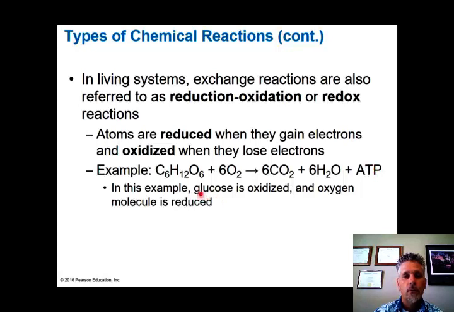And so what we find here is that this glucose itself is going to be oxidized. It's going to lose electrons, and the oxygen itself is going to be reduced, meaning that it's going to gain electrons. And as it gains electrons, it's going to be able to pick up the positively charged hydrogen and cause the hydrogen to stick to it in order to make this water molecule that you see here. So these redox reactions have to do with the gaining or loss of electrons as well when they're doing these exchanges.